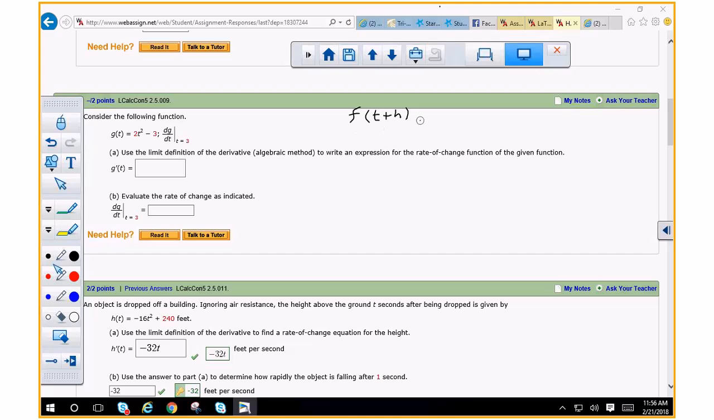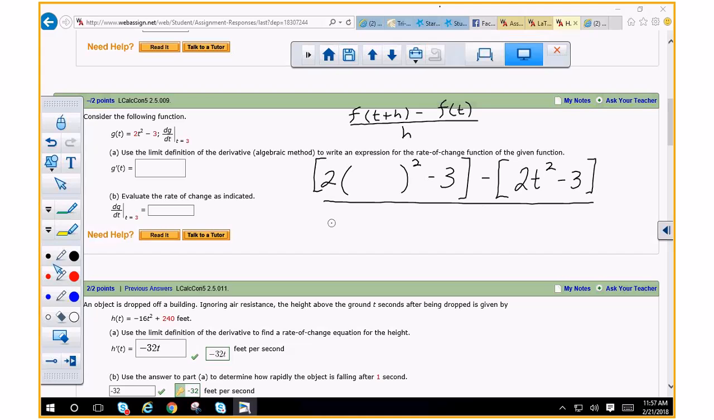F of t plus h minus f of t over h. So I'm going to rewrite our g of t, g of t plus h minus g of t over h. Anyway, as long as you have the t in there, it's going to work now. 2 parentheses squared minus 3, put that in brackets, because that's going to be f of t plus h, and then minus f of t, or g of t, which is 2t squared minus 3, over h.